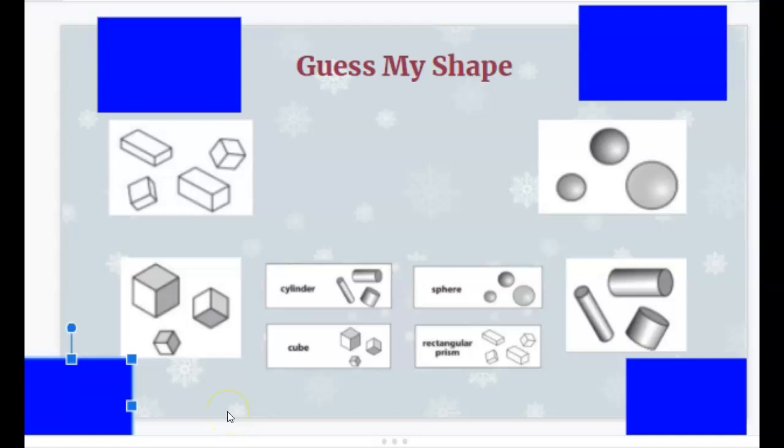So we have shown cubes, our last one, rectangular prisms, that's a long name, spheres, and cylinders. Great job thinking about those attributes.